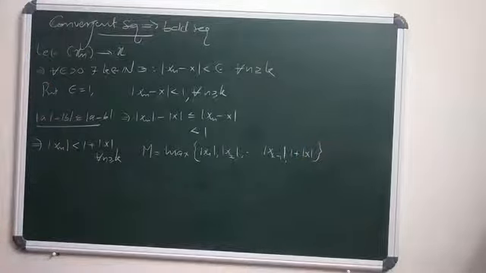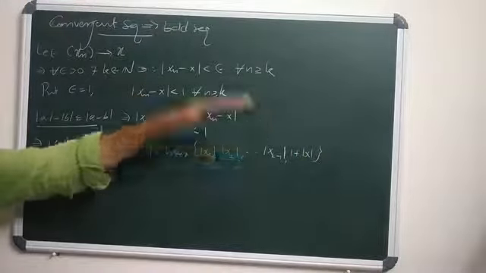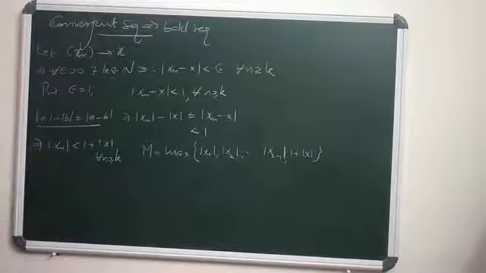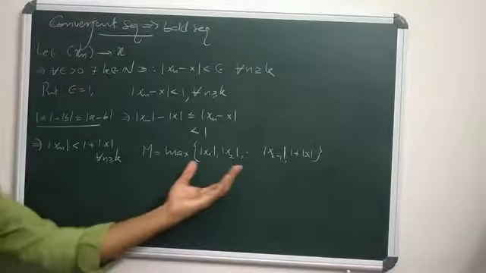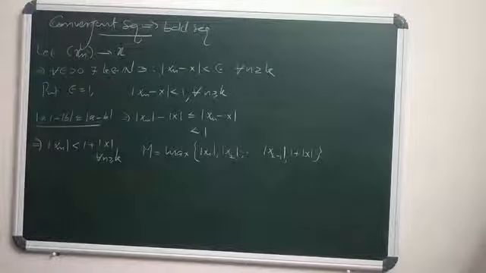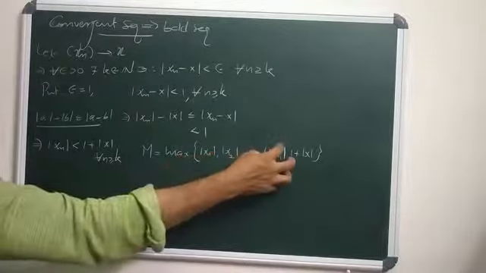Choose M as follows. Since x1, x2, etc. is a sequence of real numbers, the moduli form a sequence of positive reals. So M equals the maximum of mod x1, mod x2, etc., mod x_{k-1}, and 1 plus mod x. Why is the choice made this way?